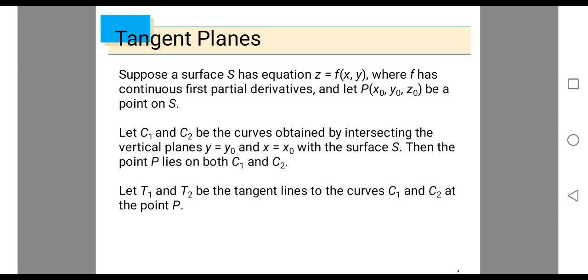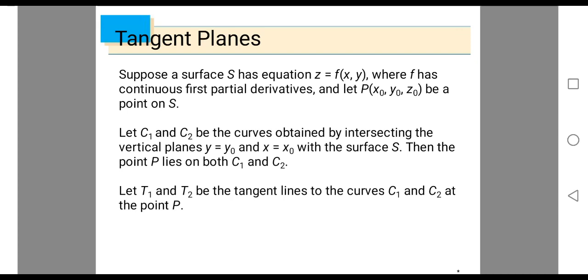And these curves are the intersections of the surface S with the vertical planes where y is equal to y naught and x is equal to x naught. The point P lies on both C1 and C2. So basically the intersection point of C1 and C2 would be P, a point which has the components x naught, y naught and z naught.